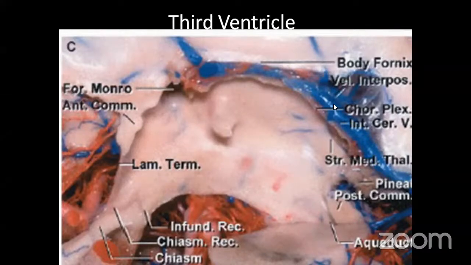And then it has got a roof, which is formed by the same structures which form the floor of the lateral ventricle. And then it has got an anterior wall over here, and then a posterior wall as well as a floor. If we look at the anterior wall, we can see the foramen of Monro, through which the frontal horn of the lateral ventricle communicates with the third ventricle. Anterior to it, we have the anterior commissure, from which a white matter sheet runs straight downwards, known as the lamina terminalis. This lamina terminalis then gives way to the chiasm.